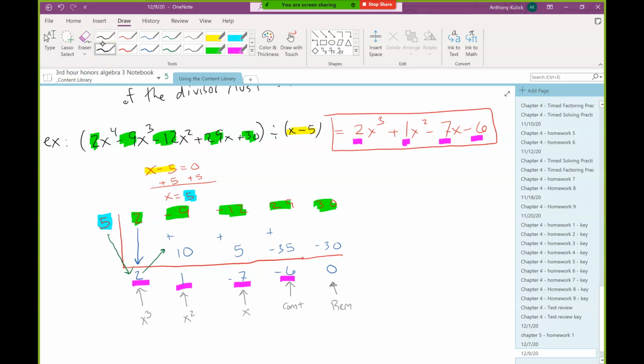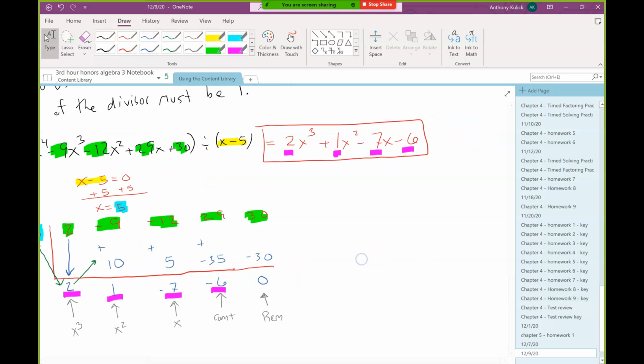Hypothetically, if there was a remainder on this question, would we write it as remainder over 5 or remainder over x minus 5? Always the divisor. So in this case, it would be whatever that remainder is over x minus 5. Yep, these are good questions.